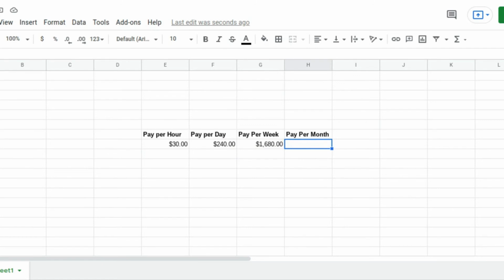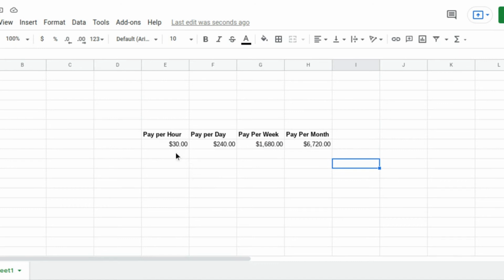And finally, now we go to our pay per month. Well, that would be 4 weeks, wouldn't it? So again, we do the same thing here. We put our equal sign in, highlight that cell, then we put a star, and that's times 4. Okay, hit enter, and there we have it. For each month is about $6,720.